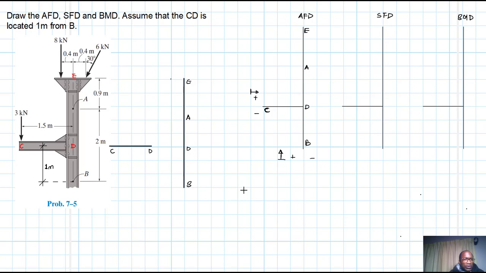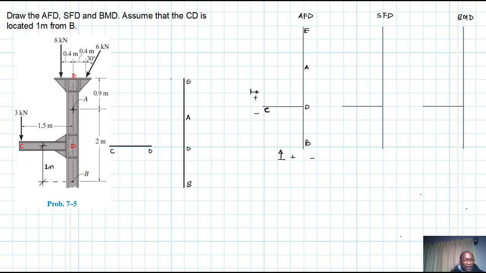And the problem reads: draw the axial force diagram, shear force diagram, and bending moment diagram. Assume that CD, which is this connected cantilever beam to the column, is located 1 meter from B. All right, so this is a modified problem that we already did, problem 7.5. If you remember, I posted this video. You can check on how we found the actual problem itself.